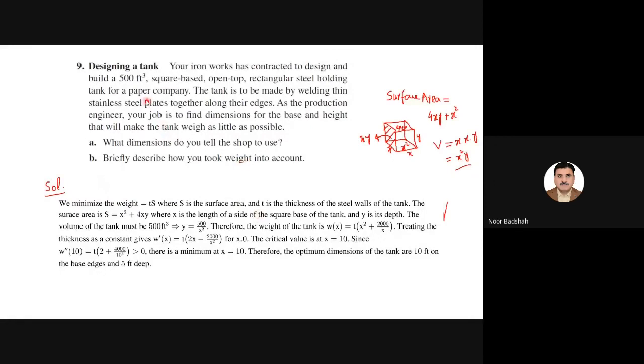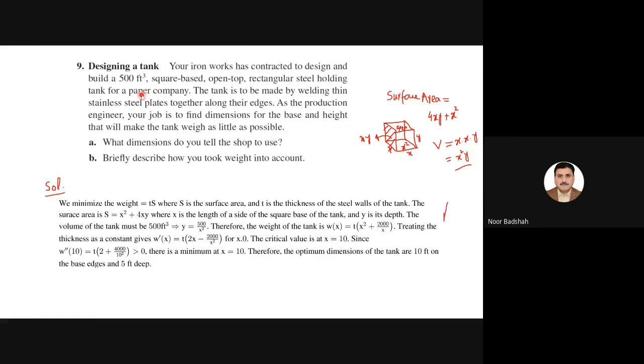If you are designing a tank, your iron works has contracted to design and build a 500 feet cube square base open top rectangular steel holding tank for a paper company. The volume is given to us: 500 feet cube. The tank is rectangular, but the top is open, so you don't use any material there. The base is square.